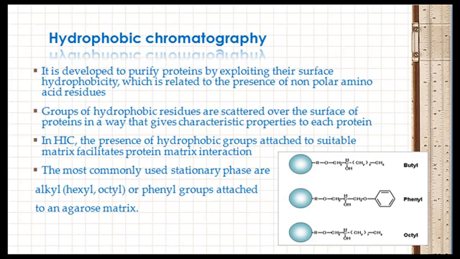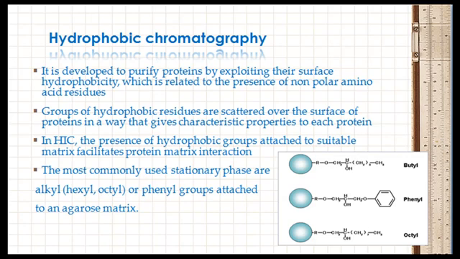These groups can, however, be exposed by addition of salt ions, which preferentially take up the ordered water, and this is the basis of salting out using ammonium sulfate. In HIC, hydrophobic interaction chromatography, the presence of hydrophobic groups attached to suitable matrices facilitates protein-matrix interaction. The most commonly used stationary phases are alkyl, that is acyl and octyl, or phenyl groups attached to agarose matrices.